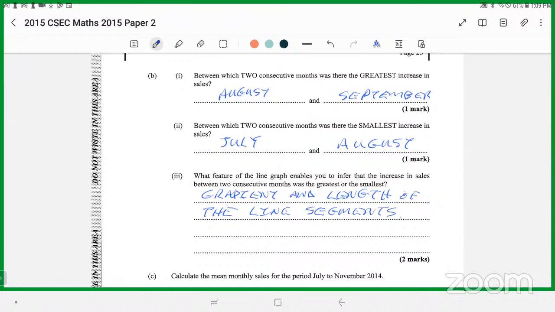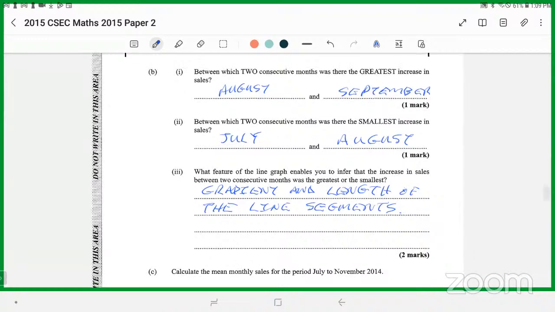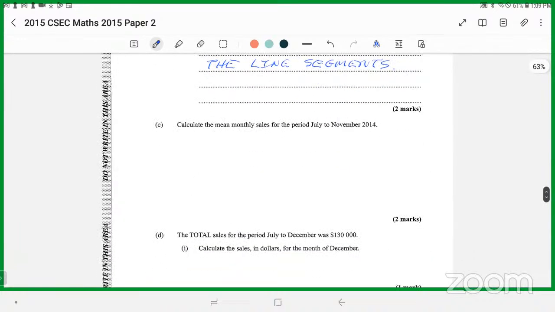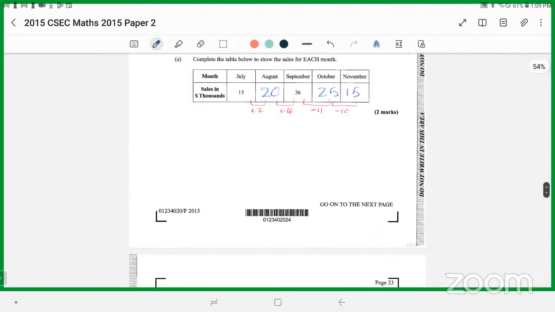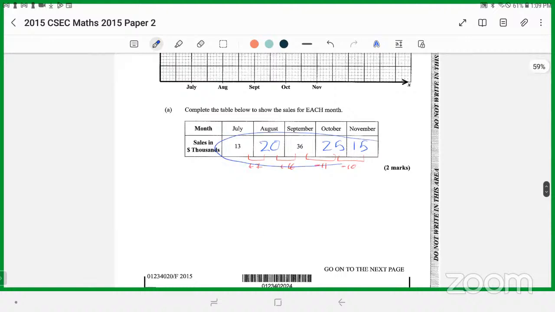All right, that's it. Next part says, calculate the mean monthly sale for the period July to November. So you're going to add them up and divide by the number of values, July to November. So you're adding up these values, and you divide by how many values there are. 5. 1, 2, 3, 4, 5.